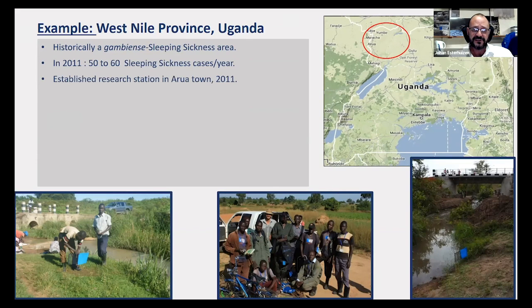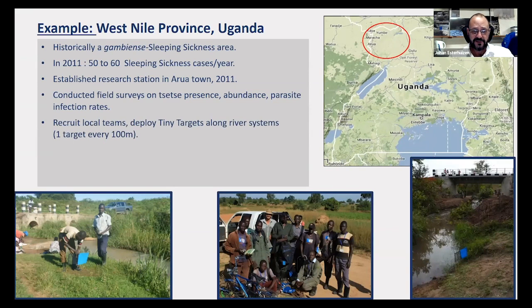We established a research station in Arua town in 2011, and then conducted field surveys on tsetse presence, abundance, parasite infection rates, both in the flies and in cattle, to get an idea of the impact of the disease in that area. Then we recruited and trained local teams to deploy these tiny targets along the river systems. Basically, our guys had to go out in the field to walk along the river and deploy a target every 100 meters. So we trained them in GPS use, and they would just go and do this every day, day after day.